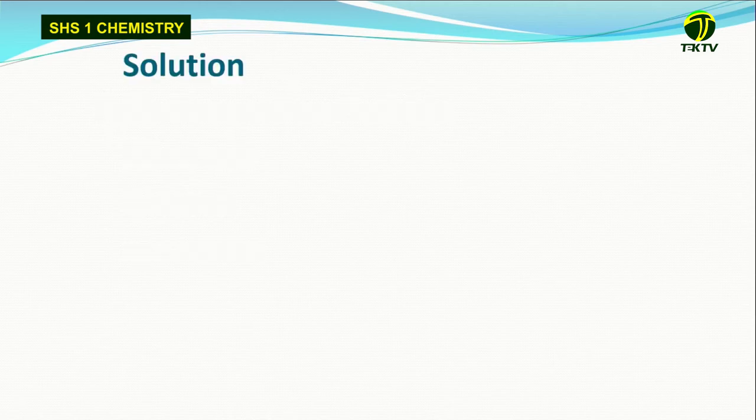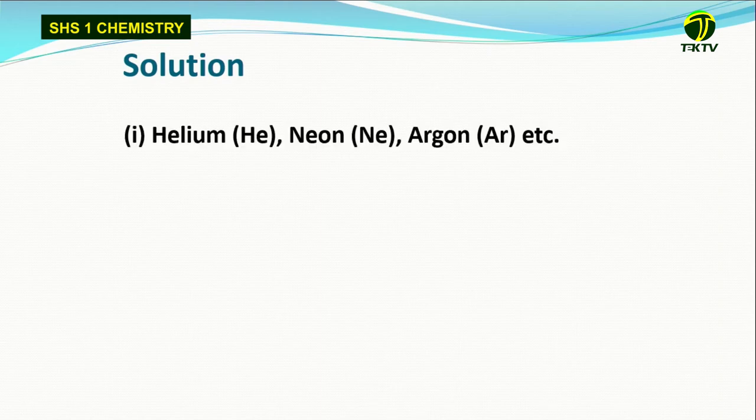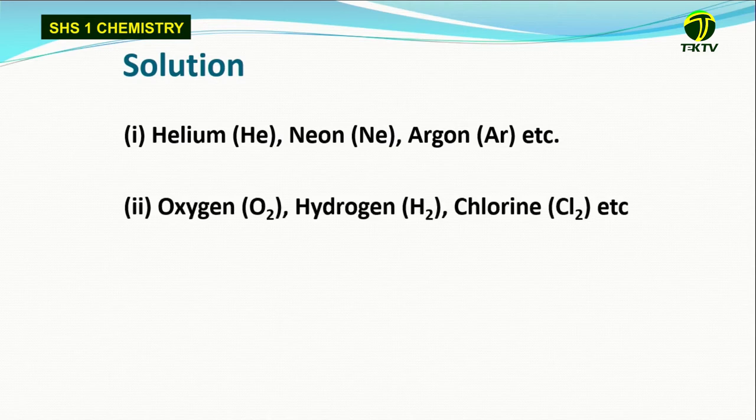So mark it yourself. We have helium, neon, argon, and so on. They all are monoatomic. The second one, we see O2, H2, Cl2, they are diatomic elements. And then we have phosphorus, which is P4, tetraatomic. So I hope you have also scored 3 out of 3.